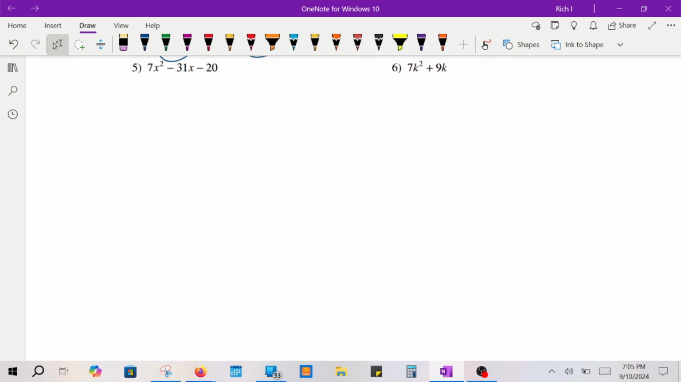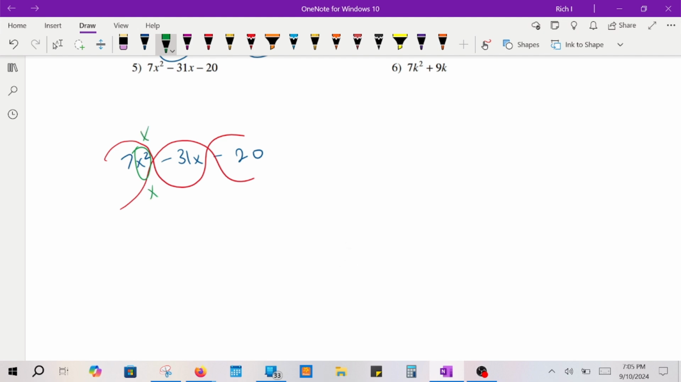So I'm going to rewrite number 5 down here so it's a little clean. So we have 7x squared, and we're subtracting a 31x, and we're subtracting a 20. All right, so we can still use the candy wrapper method for this. All right, if you're comfortable with that. So now you want to start off here with your x squared. So you want two things that multiply to x squared. That's going to be easy. That's going to be x and x.